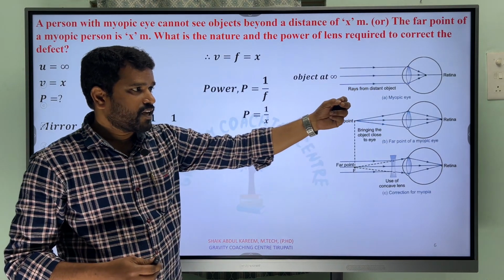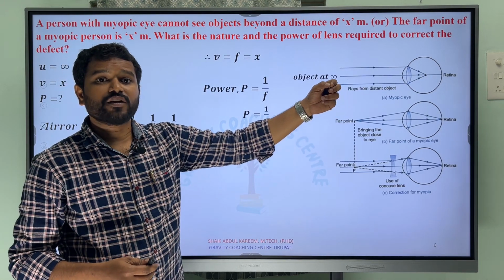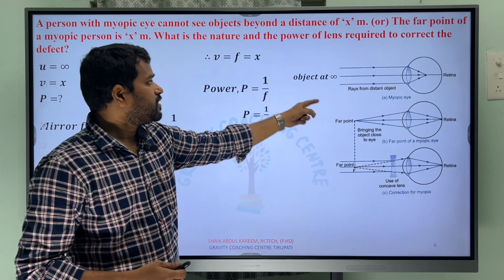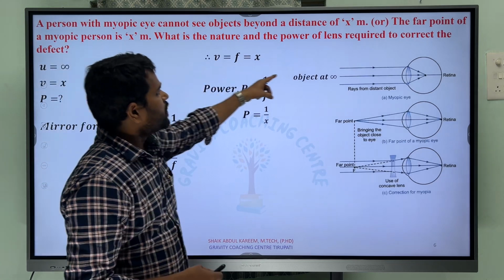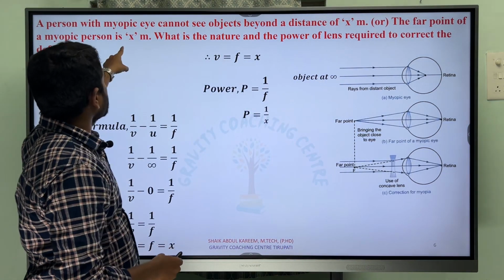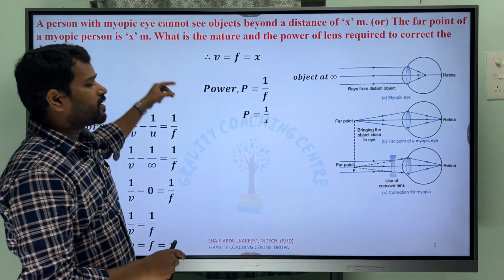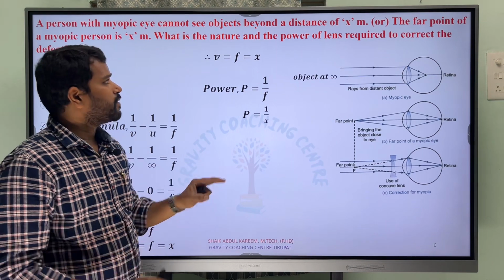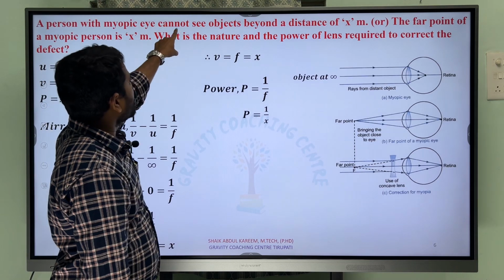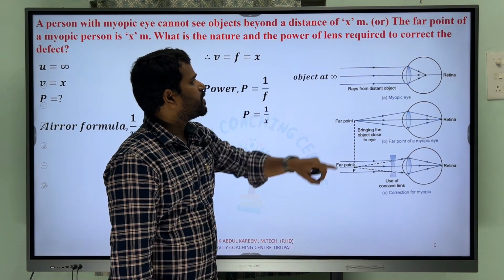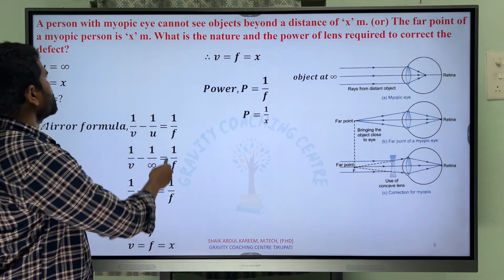But as the object approaches him, at one particular point he starts seeing it. The point at which he starts seeing it is called the far point. So, the far point of a myopic person is x centimeter. Both are the same. Whether it says beyond a distance or far point, both are the same. In these type of questions, a person with myopic eye cannot see objects beyond a distance of x meter, or the far point of a myopic person is x centimeter or x meter.